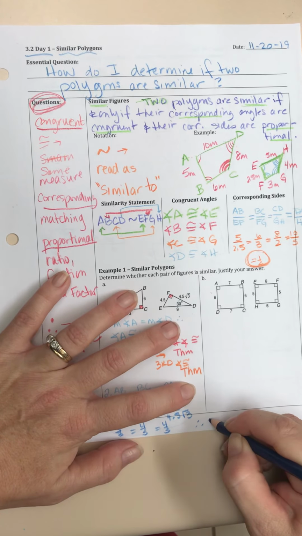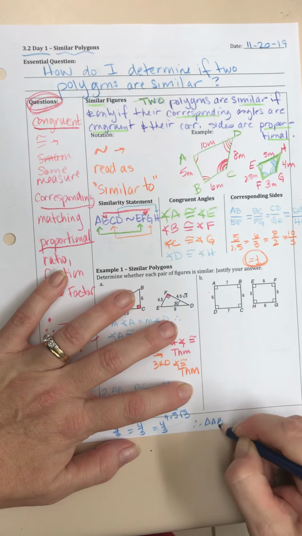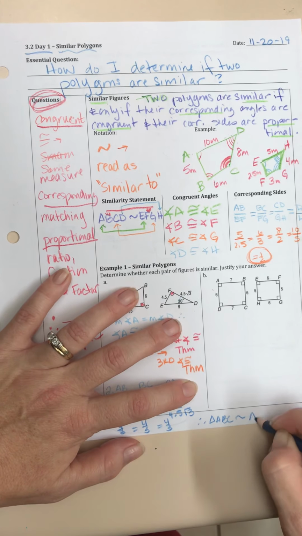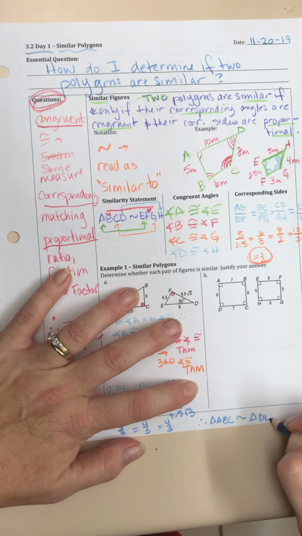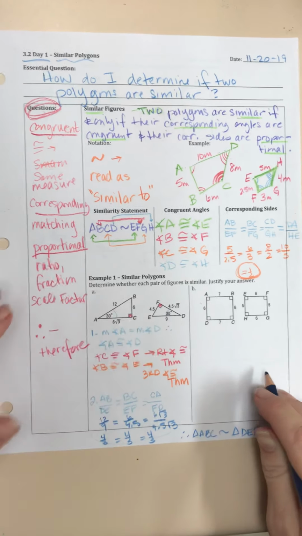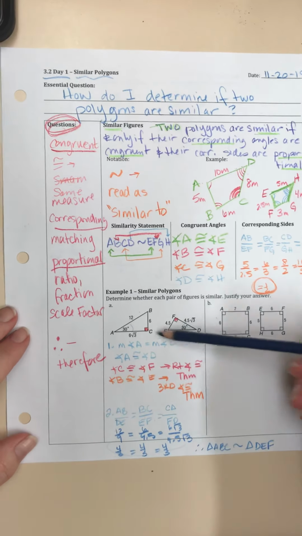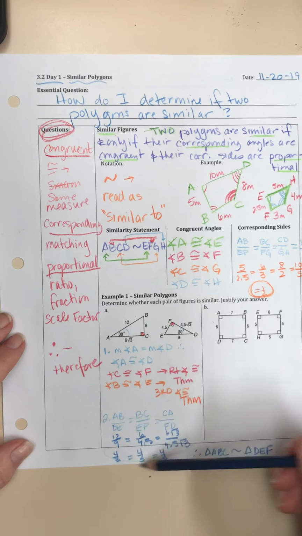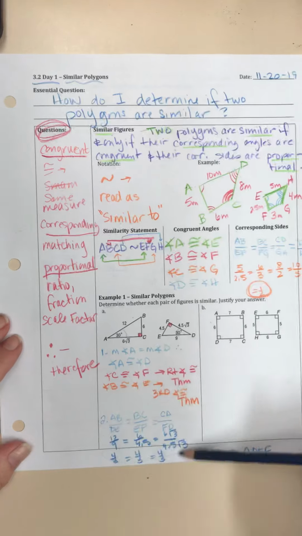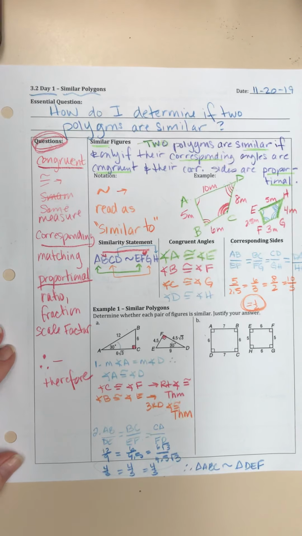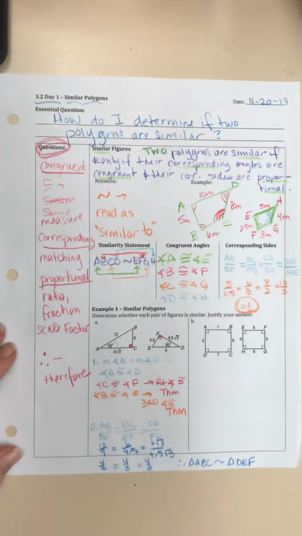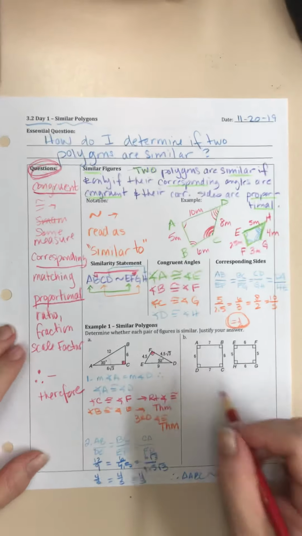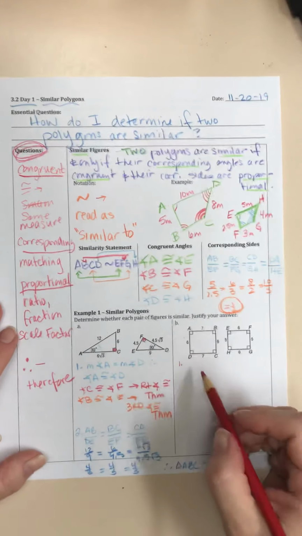Therefore, triangle ABC is similar to triangle DEF. So you have to be able to prove that all of the angles are congruent and the sides all have the same fraction or ratio or proportion. Okay? One more example and then we'll do some more. So let's start with this one. So the first step is what? To prove that the angles are all congruent.